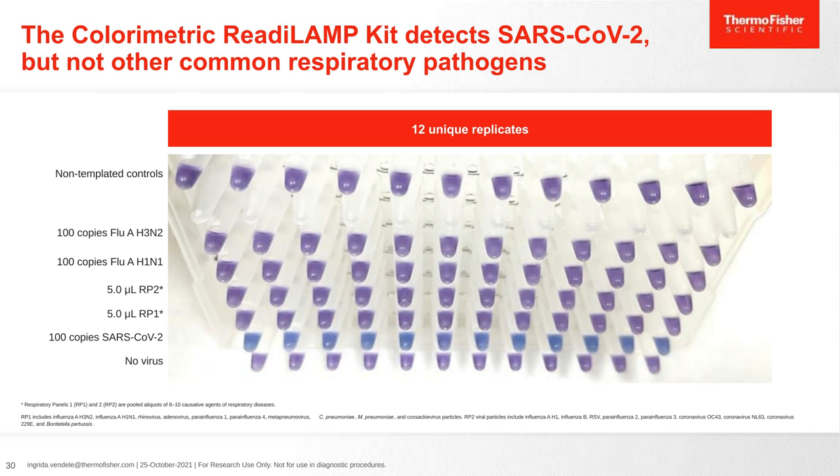As you can see, only RT-LAMP reactions that contained 100 copies of SARS-CoV-2 turned from purple to blue and thus are called positive reactions, while all other RT-LAMP reactions remained purple in color and are negative. This data fully supports the specificity of the colorimetric ReadiLAMP kit for detecting SARS-CoV-2 and differentiating between different types of respiratory disease.